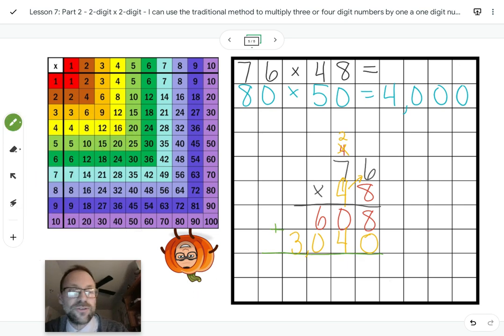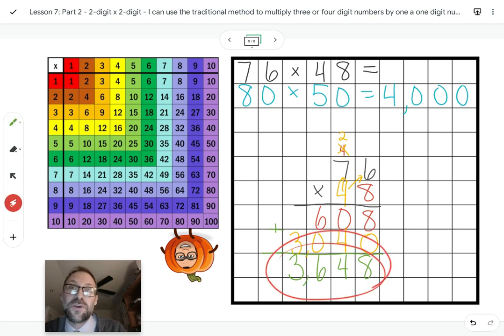add up our 2 answer lines. Are you ready? 8 plus 0, you got it, 8. 0 plus 4, that's not too bad, 4. Oh, 6 plus 0, wait a second, this is not bad at all. 6, and 3 plus 0, there's nothing there. That's just 3. So our final product is 3,648.